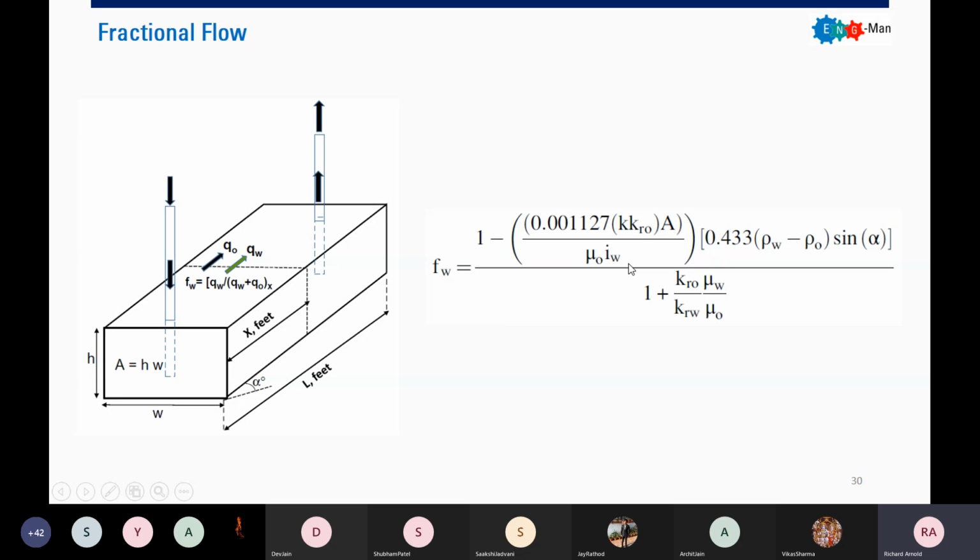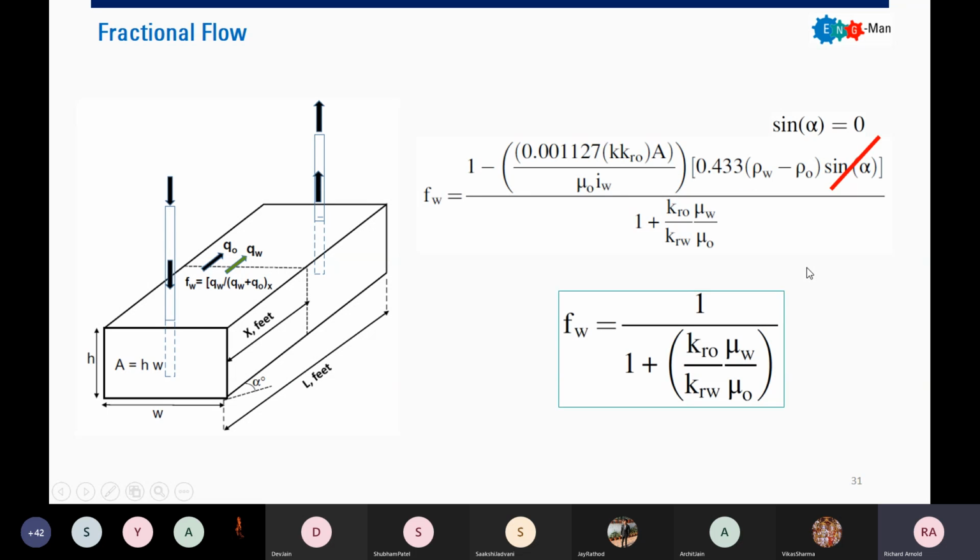It's actually easy. Okay, and you need to also see this one, alpha. This is the tiltness of our reservoir. Okay, and if we assume a horizontal reservoir, it means sin alpha will be 0, and it will give us this simple equation. So FW is fractional flow, or it is actually water cut, right? You are familiar with water cut.